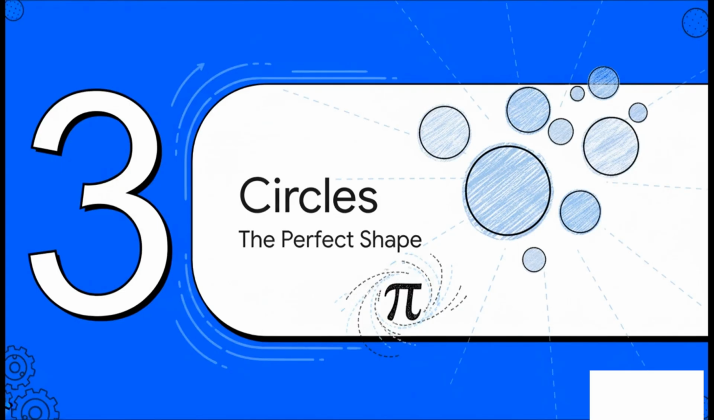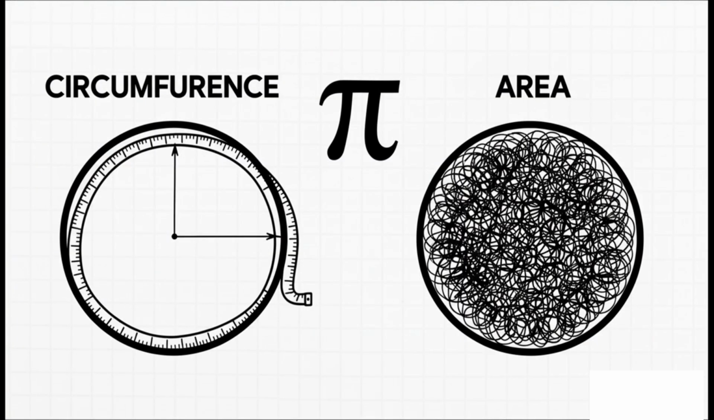But wait, what about a shape that has no straight sides at all? The circle. It's in a class of its own, totally different from polygons. It's defined by one single perfect curve, and its secrets are all unlocked by one of the most famous numbers in all of mathematics. And of course, that number is pi. The two essential formulas you need for any circle both use pi.